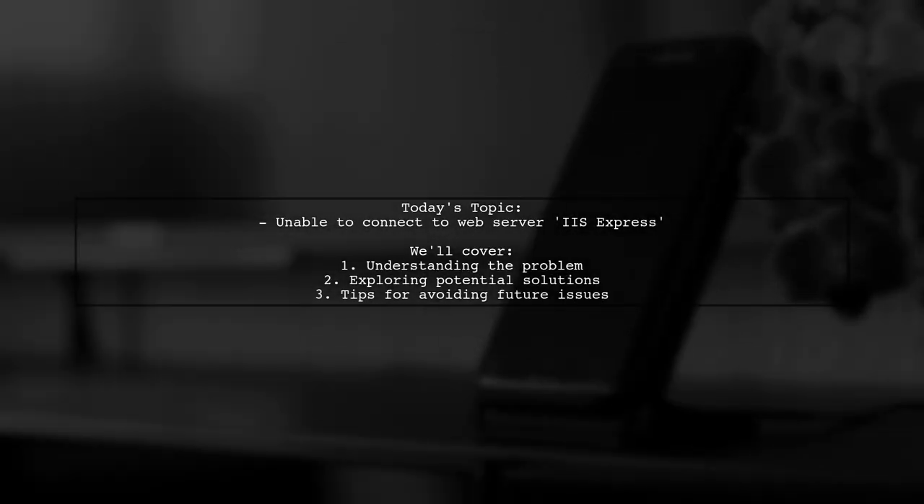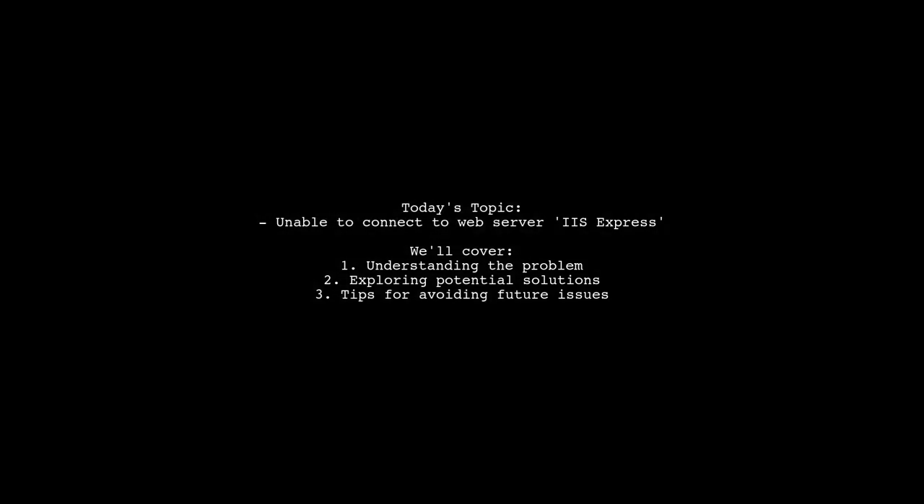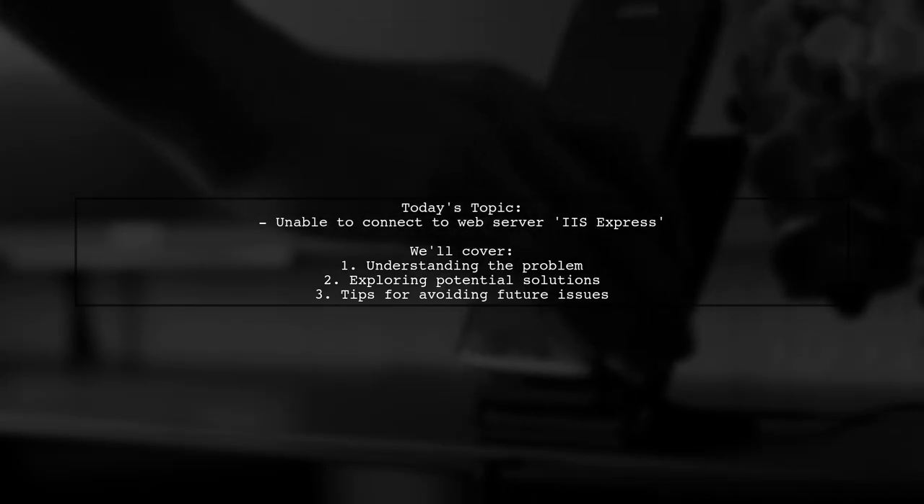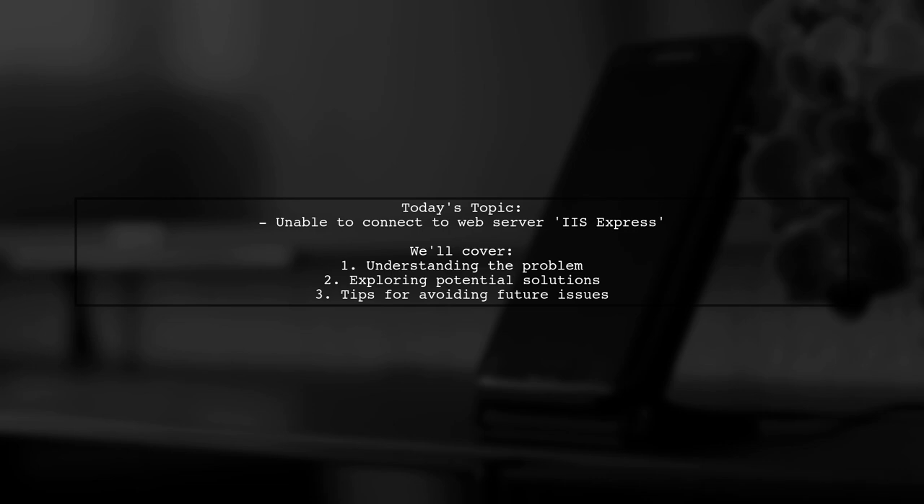Today, we're tackling a frustrating issue that many .NET Core developers encounter. Our viewer is experiencing a problem with their application, which normally runs smoothly on localhost 5000. However, they are suddenly facing an error that says unable to connect to web server IIS Express. This issue seems to be linked to port conflicts, possibly due to Docker usage. Despite stopping Docker and killing IIS processes, the error persists, forcing them to reboot their machine.